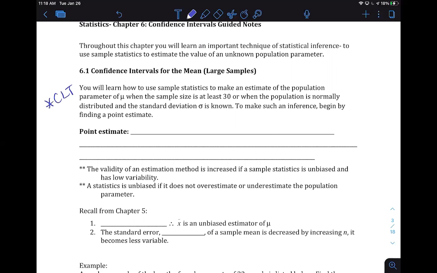Okay, so what we're going to use to start off for the center part of any of our confidence intervals is a point estimate. Okay, so this is a single value. Estimate for a population proportion.